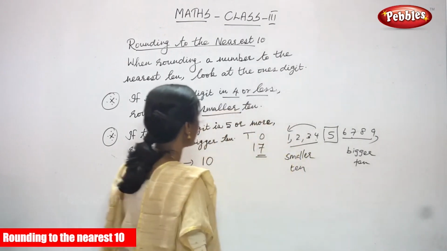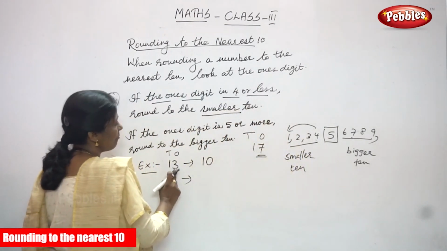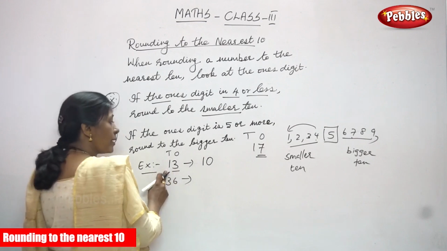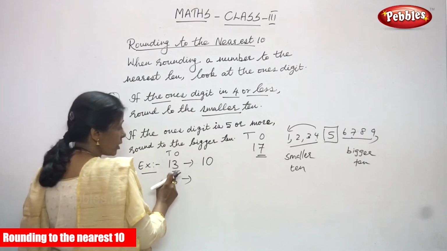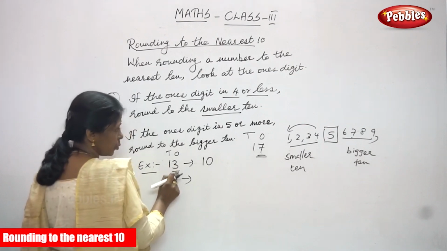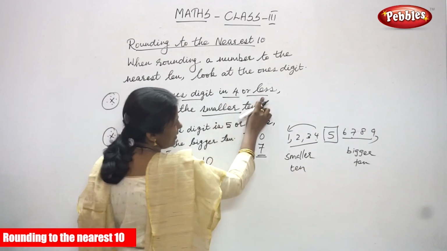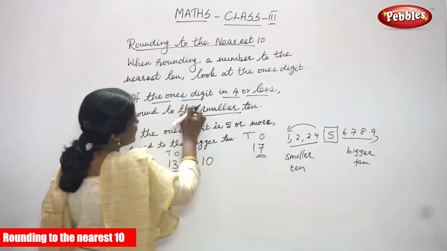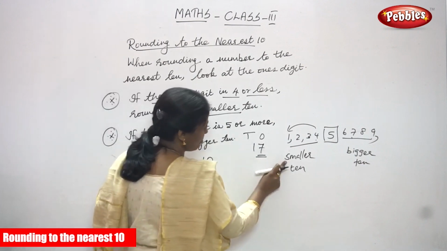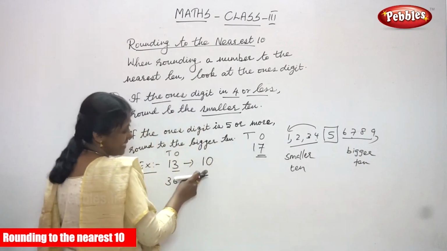Look at this number. This is 13. This is ones place 3 and tens place 1. So you have to concentrate. You have to focus only on the ones place, the ones digit. What is the number in the ones digit? 3. So that is the 4 or less concept. If the ones digit is 4 or less, round to the smaller 10. That means we have to write 10.